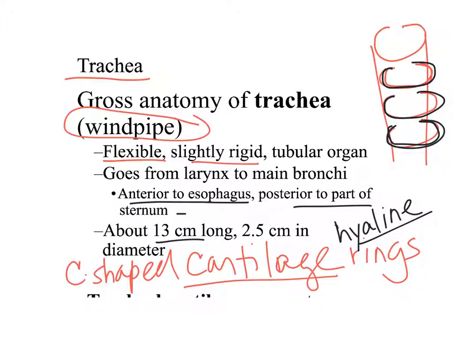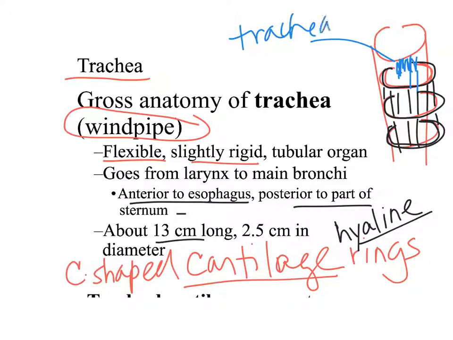Now, here are the rings, and then there's going to be muscle connecting them. On the back, there is more muscle, and that muscle in the back is going to go all the way down. That's called the trachealis, and that's smooth muscle.